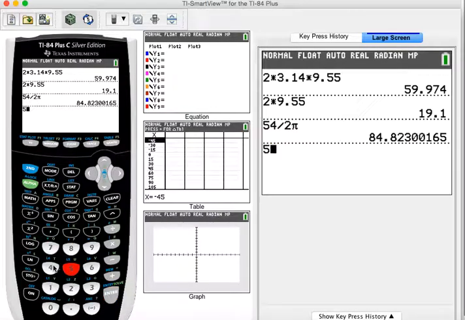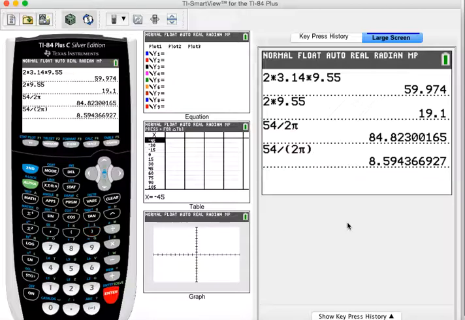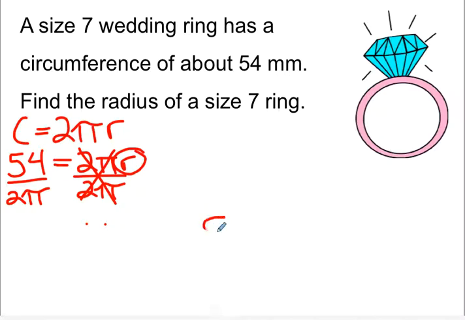So what you want to do is 54 divided by 2 times pi together, because that's what you really divide it by. So if you group them together, it's going to take 54 and divide it by the product of 2 times pi. And then we have our correct answer of about 8.6 millimeters, which should make a lot more sense.